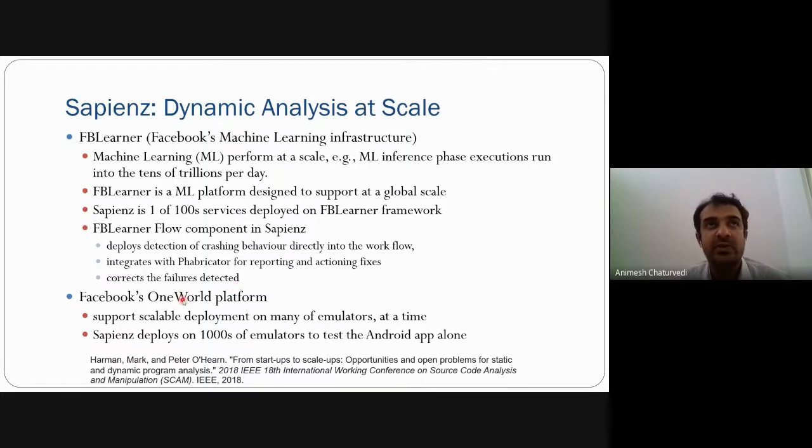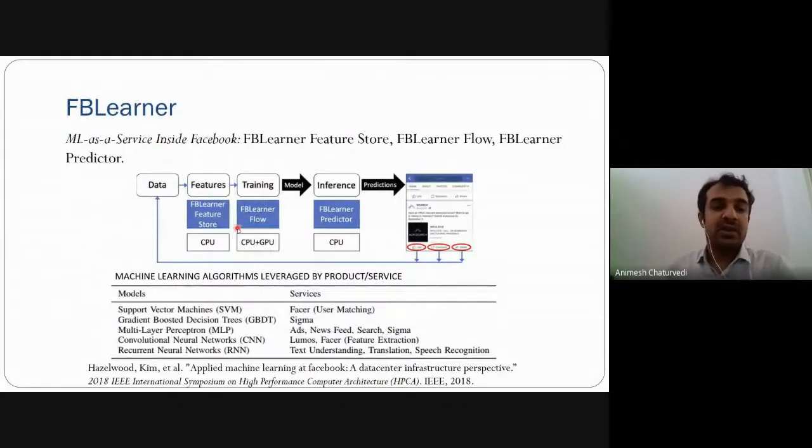Then Facebook's One World platform. What is Facebook's One World platform? It supports scalable deployment at large scale. Many emulators are possible at a time, thousands of emulators which mimic users. These are artificial emulators and they are mimicking thousands of users. So Sapienz deploys thousands of emulators to test the Android app alone. This is part of Facebook's One World platform. We will discuss this platform in detail for emulating purposes.